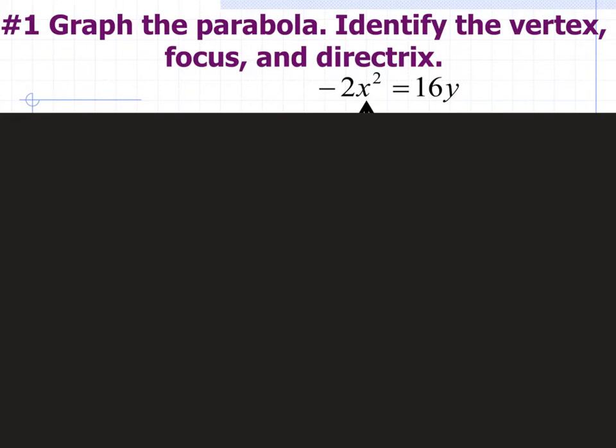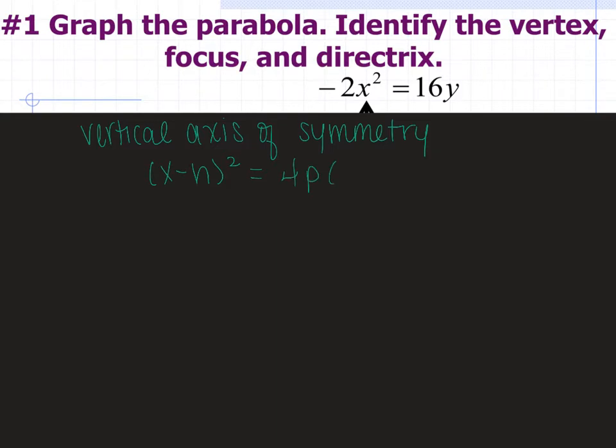So this is a vertical axis of symmetry, and we know that because when we're looking at it, we can see that our x is our squared term. And standard form for that is x minus h squared equals 4p times y minus k. All right, so that's our standard form.